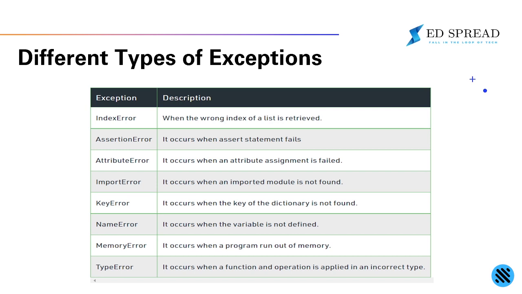Z is not at all present there, right? So then we will be getting name error. Next, memory error. It occurs when a program runs out of memory. When the program runs out of the memory in runtime, then it is known as memory error.